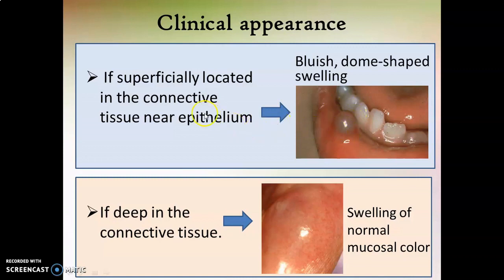But this bluish hue is only present if the mucus pooling is located superficially in the connective tissue. And if this mucus pooling is present quite deeper in the connective tissue, the swelling will have normal mucosal color, as you can see in this mucocele affecting the lower lip. The lesion has normal mucosal color when compared to this lesion, which is actually quite superficial in the oral mucosal connective tissue.